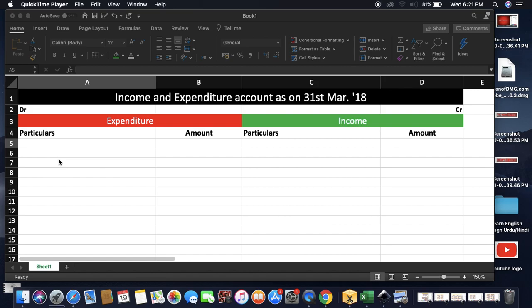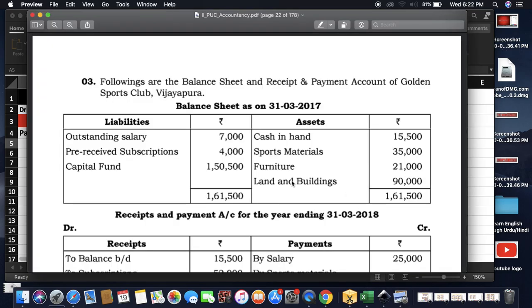Today we are going to do a real-time problem. This is Accounting for Non-Profit Organization, Class 12 syllabus. We are learning how to prepare an income and expenditure account. So let's start with looking into a real-time problem.